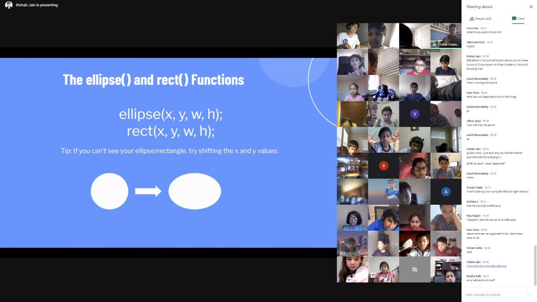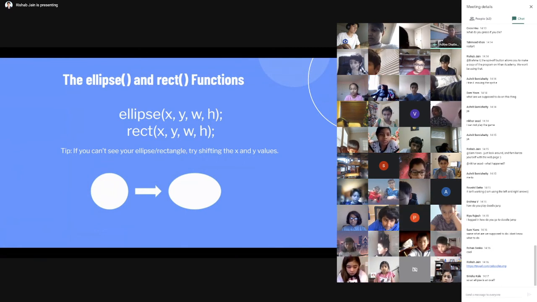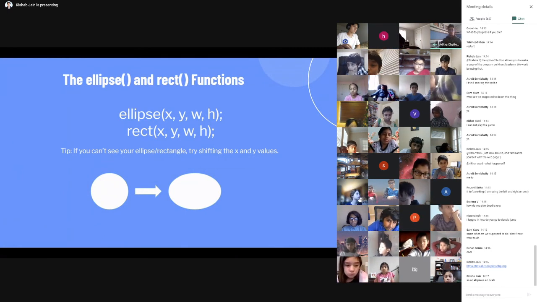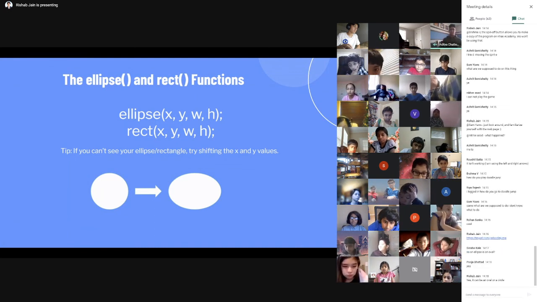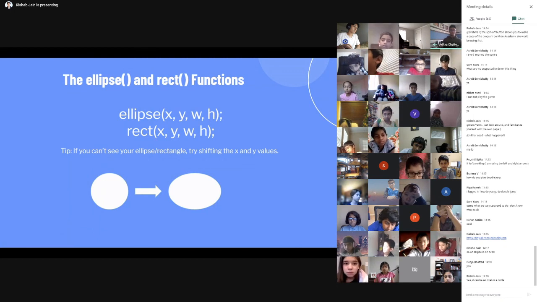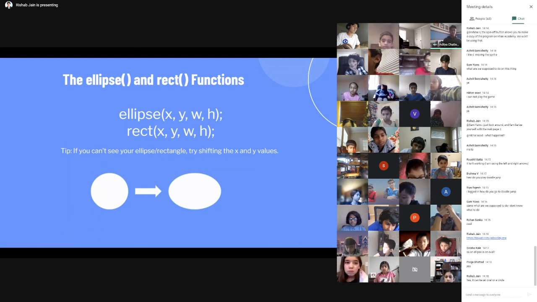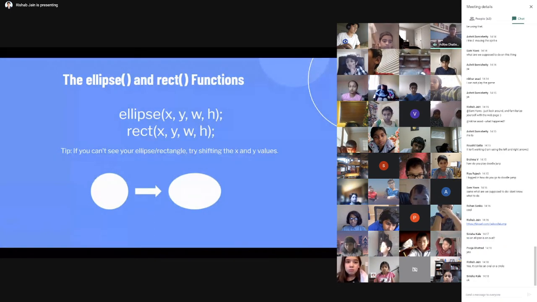The ellipse function takes four parameters. They are the x, y, w, and h. The x parameter tells the computer how far to the right or to the left you want the ellipse. So if you increase the x parameter, the value there, the ellipse will shift farther to the right.